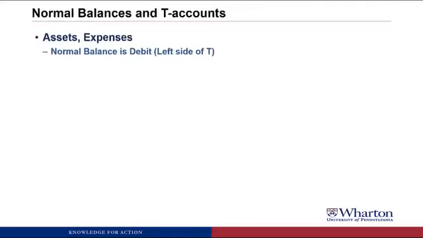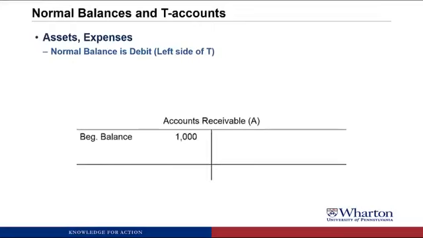Okay, let's take a look at how this works in more detail. Assets and expenses are going to have a normal balance that's a debit, which means it's going to sit on the left side of the T account. For example, let's look at an asset like accounts receivable. Remember, this is the money that's owed to us by customers based on sales we've made in the past. It's an asset because it's money we'll collect in the future. Notice I'll put a little A in parentheses to denote that this is an asset account.